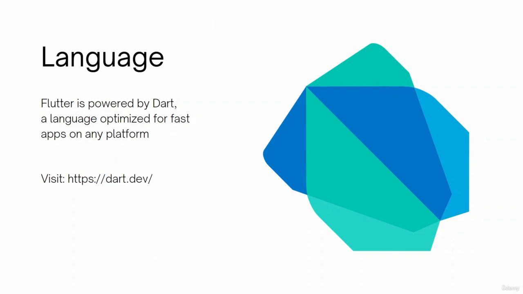Now, Flutter is a framework and it is powered by Dart, a language optimized for fast apps on any platform. The language that we would be writing code in is Dart. And in the next module, we'll look at what is Dart and how you can write code with it. We'll try to clear some of our basic Dart concepts before we move on to building our applications in Flutter.